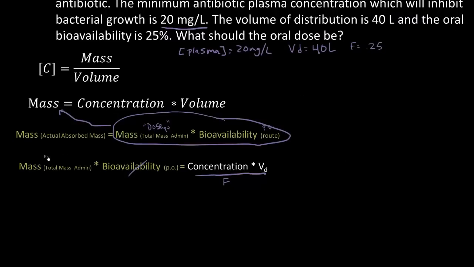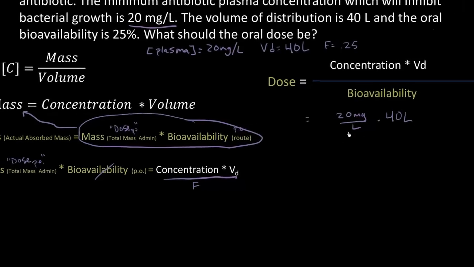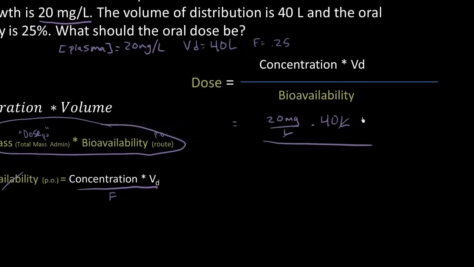So remember, this guy is my dose. And here it's my dose PO. So I rearrange this, and I get the dose is equal to the concentration times the volume of distribution divided by the bioavailability. So I just plug in my numbers now, and I have 20 milligrams per liter. I multiply by a volume of distribution of 40 liters. So liters cancel out. I'm left with 800 milligrams in the numerator.